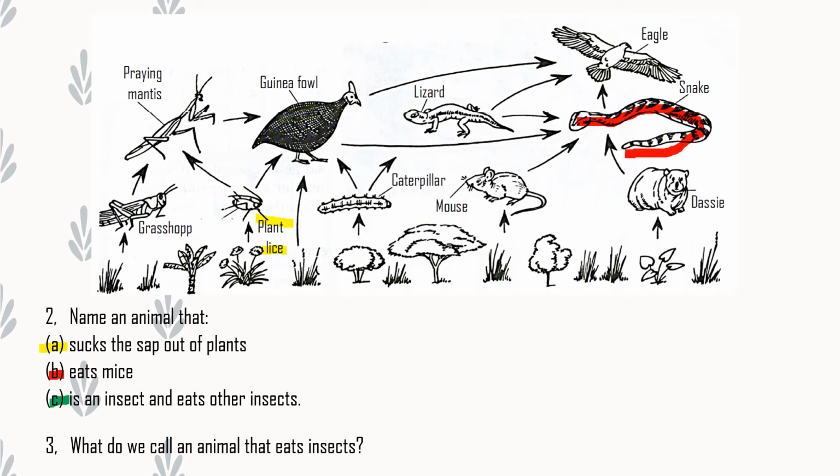Question C, is an insect. Name the animal that is an insect and eats other insects. So that would be the praying mantis. He is an insect and he is eating a grasshopper, an insect. And then number 3, what do you call an animal that eats insects? That would be an insectivore.